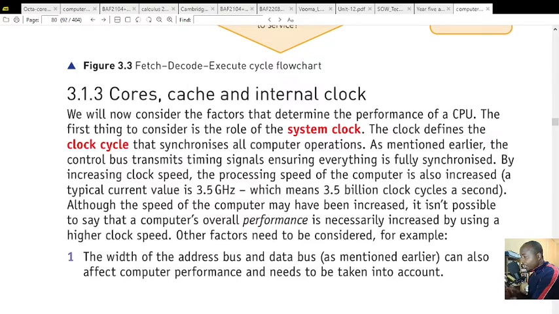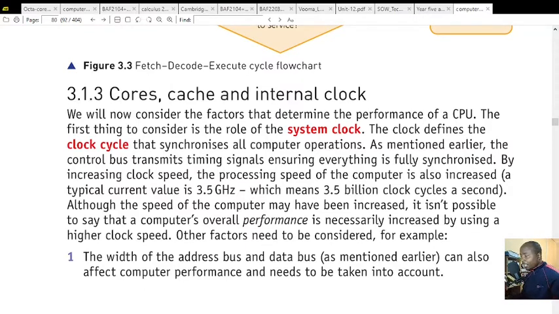And so if you increase the clock speed, technically you are also increasing the performance of the CPU. But that alone cannot generally improve the performance of the central processing unit. There are other factors which, if put together with the increase of clock speed, then the performance of the central processing unit can be greatly improved.